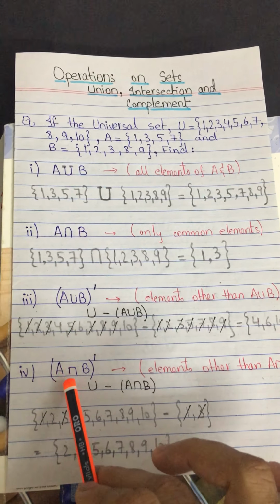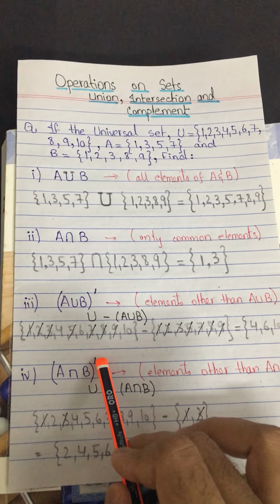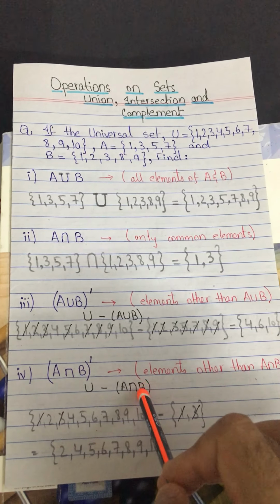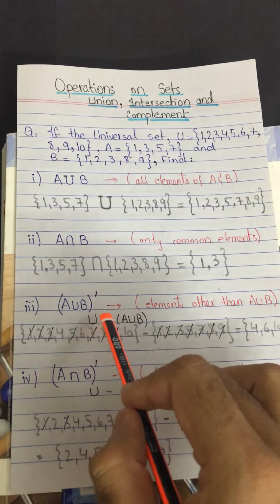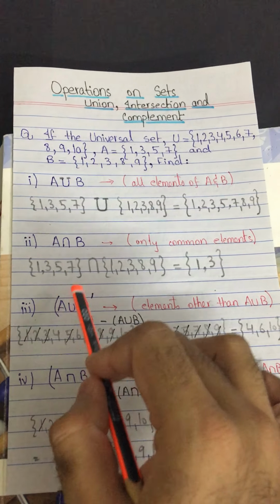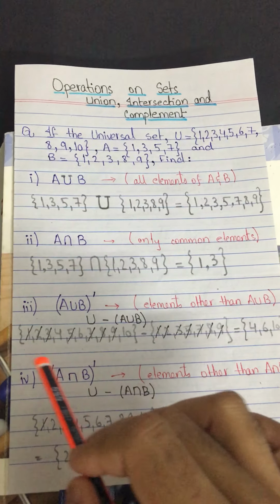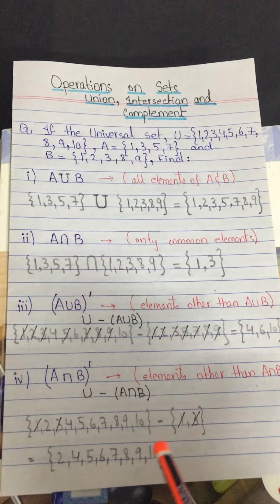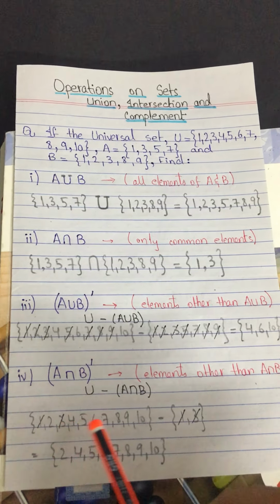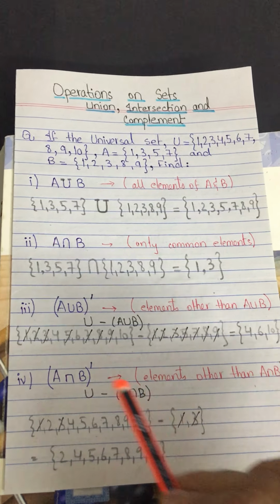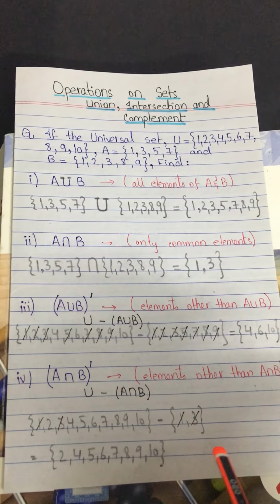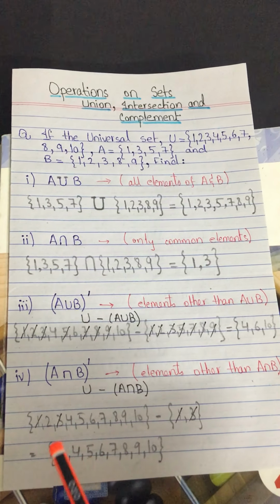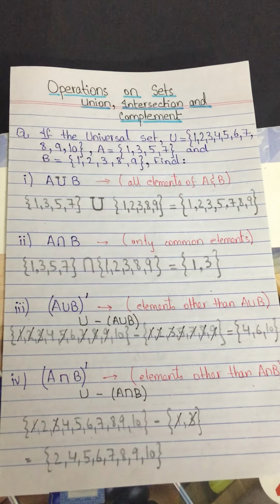The fourth part is A intersection B whole complement. So I will use the same formula, universal minus A intersection B. Earlier I used universal minus A union B, since the complement was on A union B. Here the complement is on A intersection B, so I will write universal minus A intersection B. So I wrote all the elements of universal minus A intersection B, which was 1 and 3, so I cancel out the common elements, and the remaining is my answer, that is 2, 4, 5, 6, 7, 8, 9, 10.